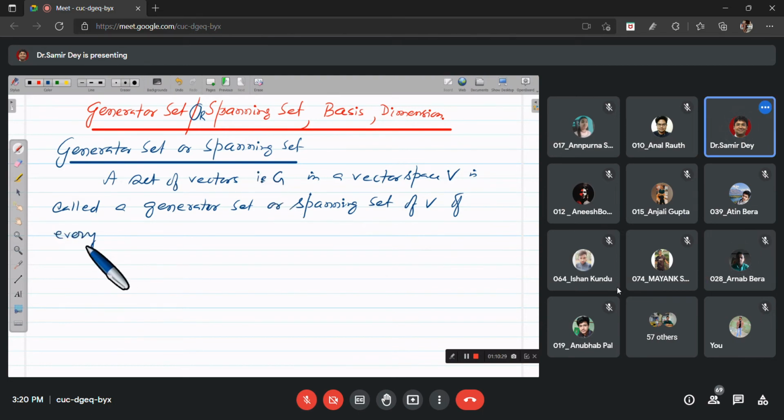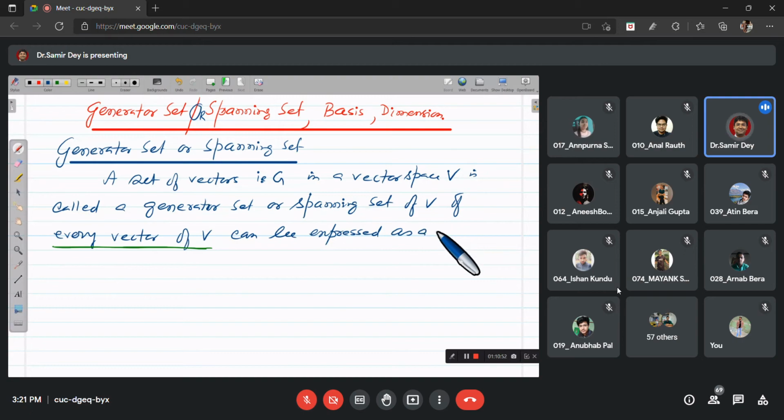that is, if every vector of V can be expressed as a linear combination of the vectors of G.